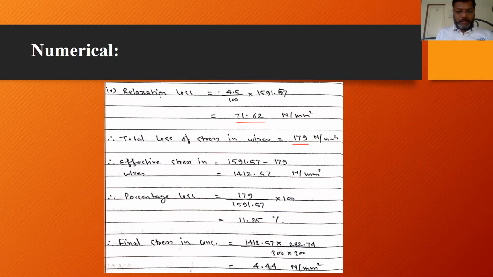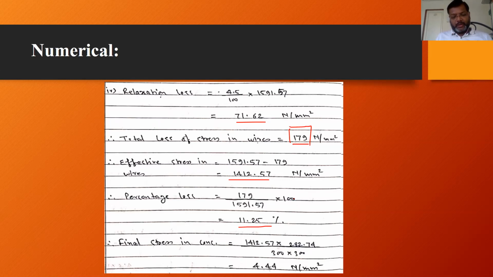Now the effective pre-stress available in wire we have to calculate. So initial minus this loss will get the effective pre-stress available. Okay, so that comes to 1412.57 Newton per mm square. Now we have to calculate the percentage loss. So for that, the loss of pre-stress divided by the initial pre-stress into 100, you will get the percentage loss. So here it comes to 11.25%.